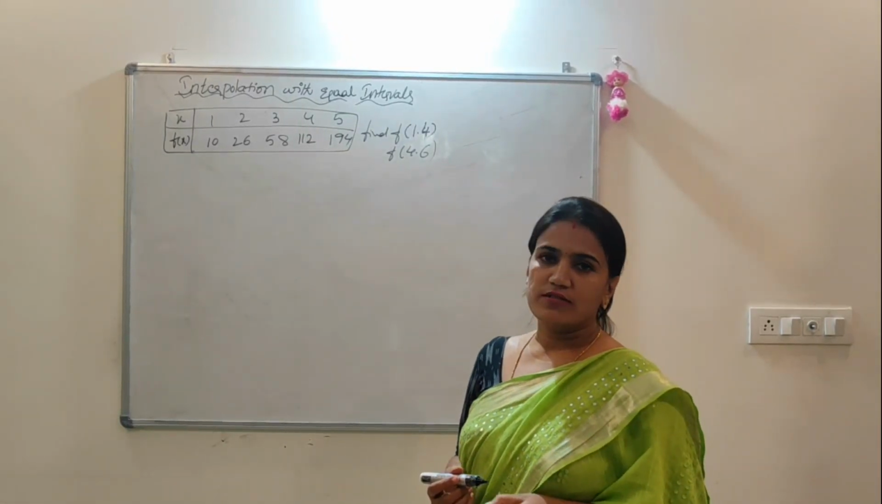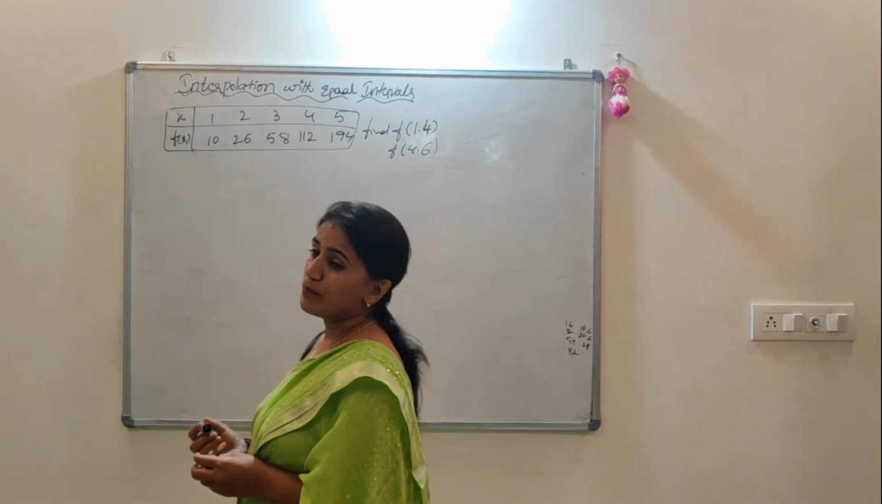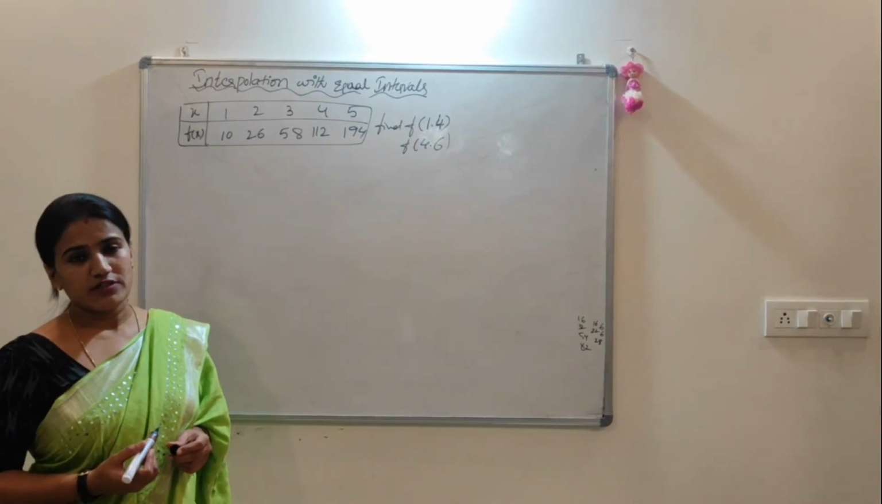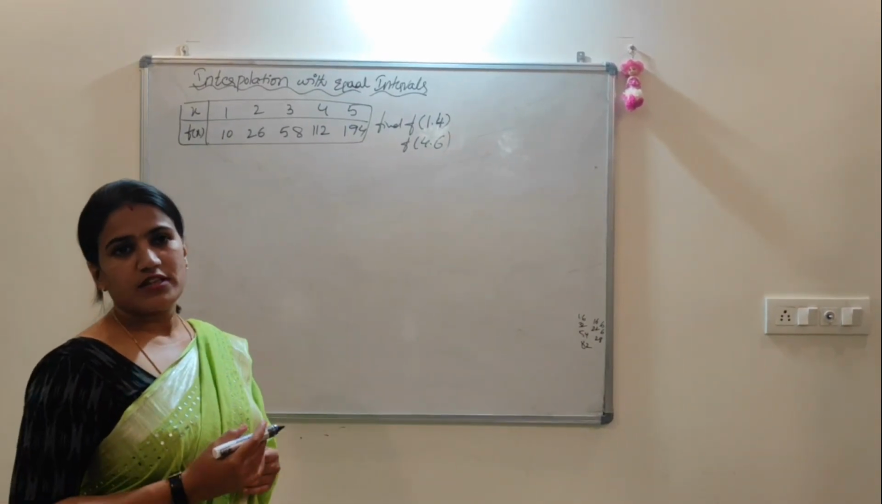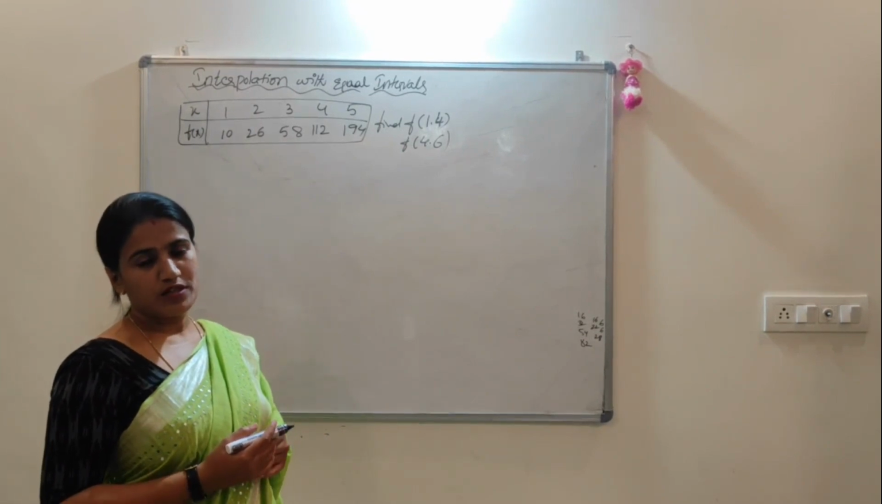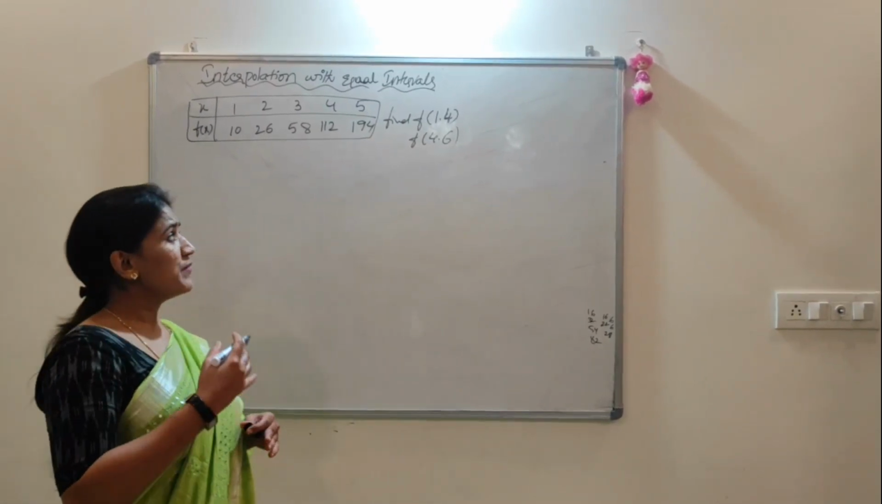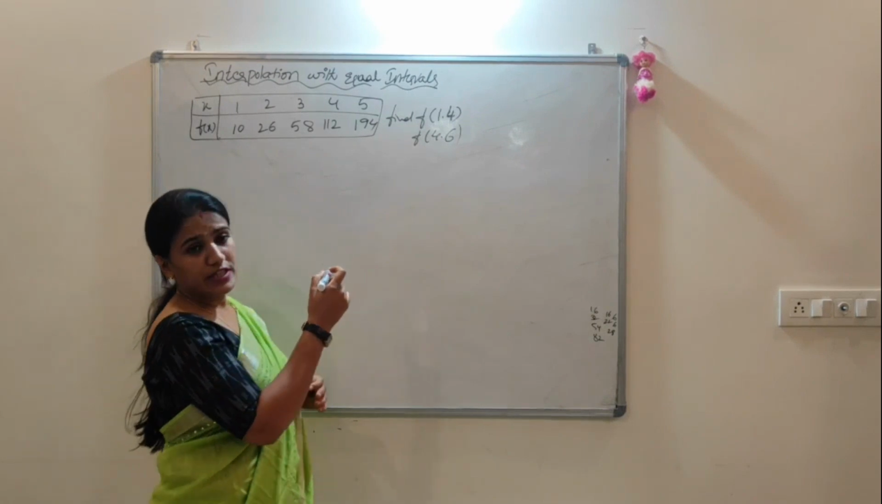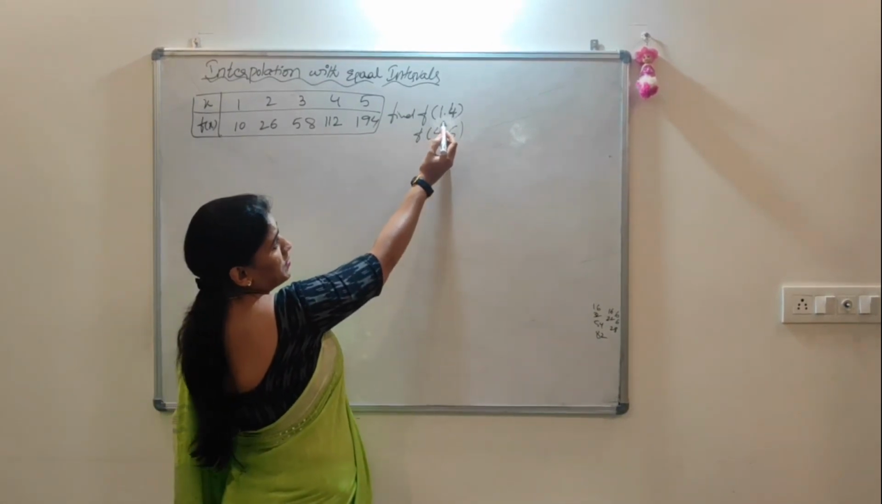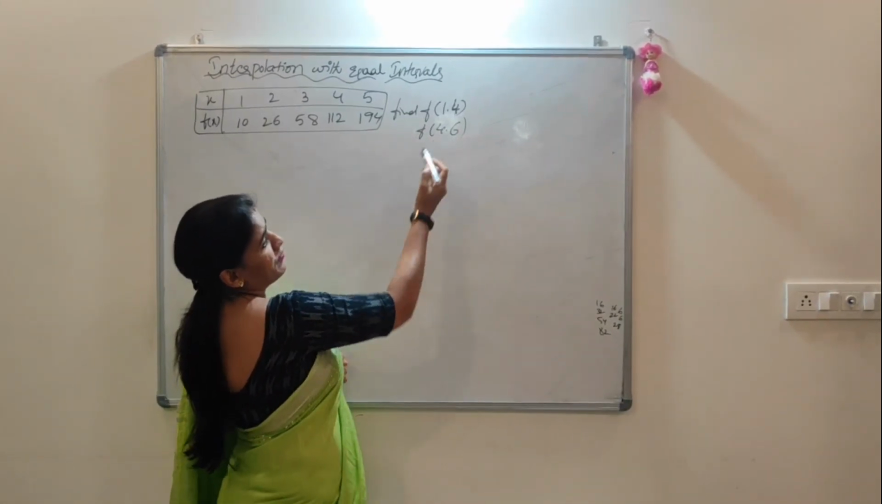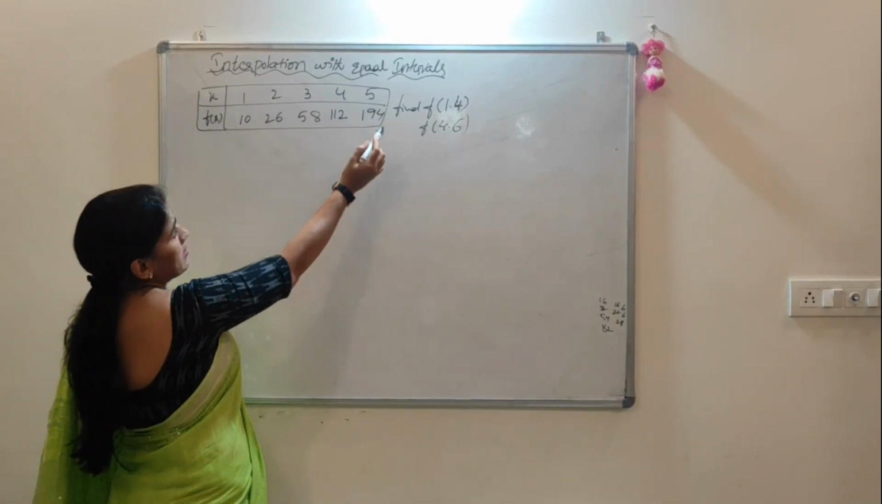Interpolation with equal intervals. Today we are going to study problems on interpolation with equal intervals. Here there are two cases: one is Newton's forward interpolation formula, the other is Newton's backward interpolation formula. It depends on the independent variable x. So you can observe here, find f of 1.4 and f of 4.6 for the given data.